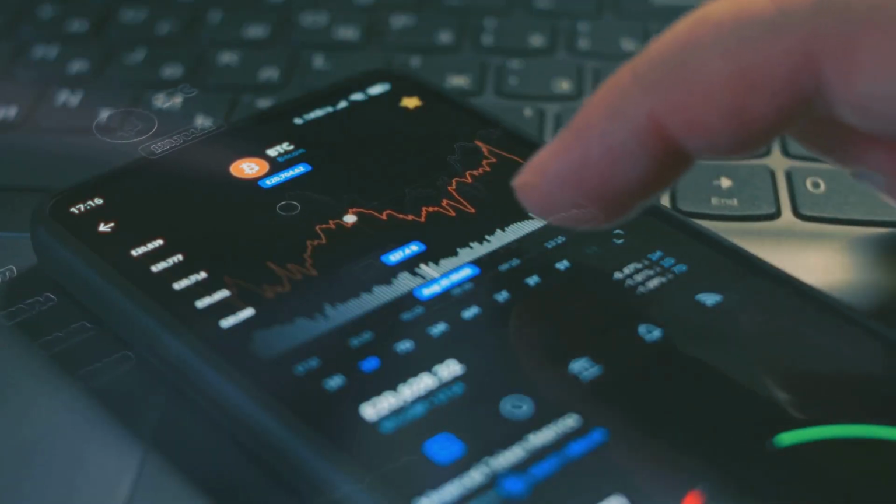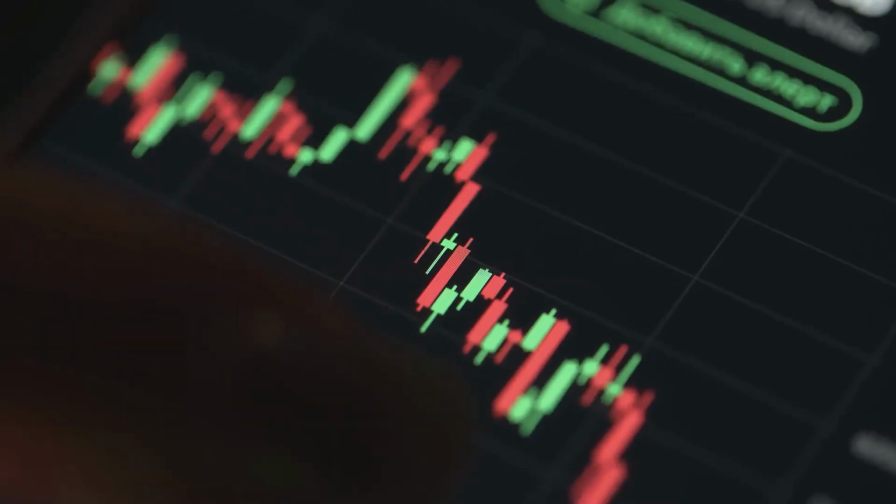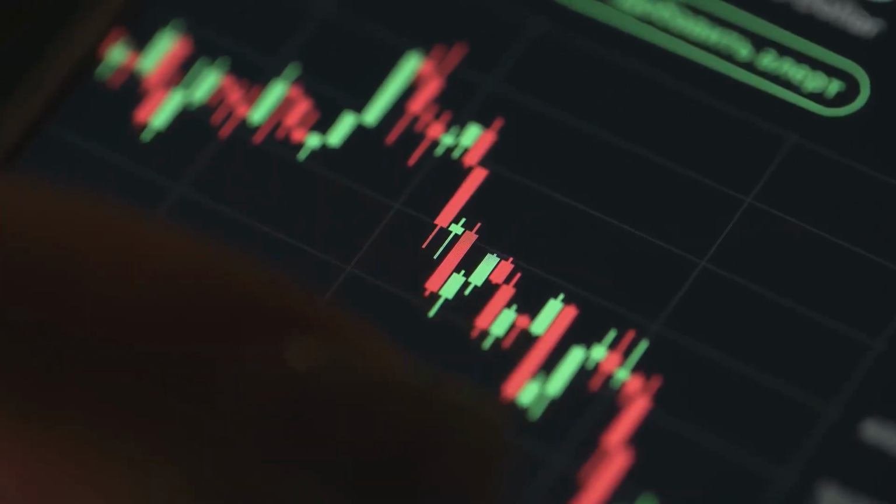Indicators like RSI, moving averages, and MACD are powerful tools when used correctly. Start with one or two and practice before adding more to your strategy.